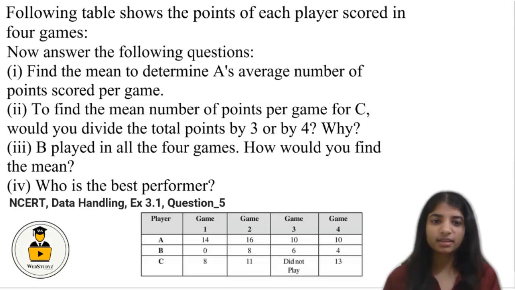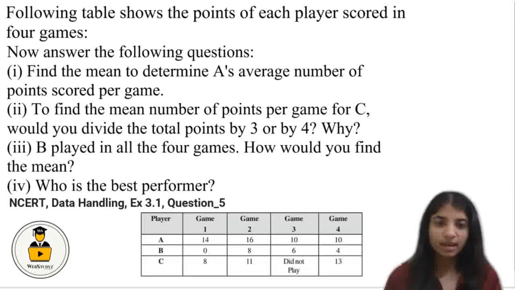Students, let's discuss the question. In this question, we are given that the following table shows the points of each player scoring in 4 games. So now we have to answer the following questions. First is to find the mean to determine A's average number of points scored per game.